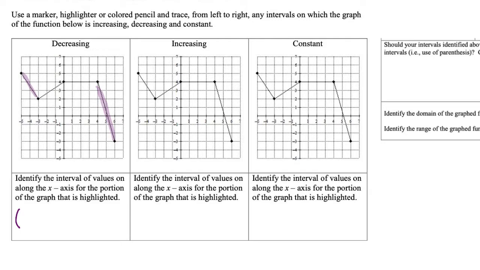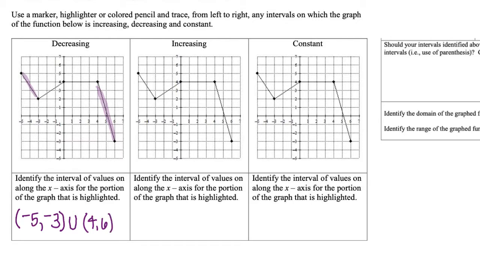We're going to go from -5 to -3. And remember, we're using x values, not y. And then union, and then we're going to pick up with, looks like 4 and go to 6. So we're going to go from 4 to 6.